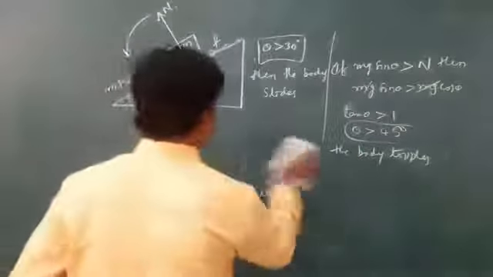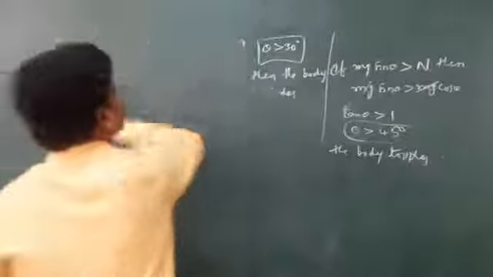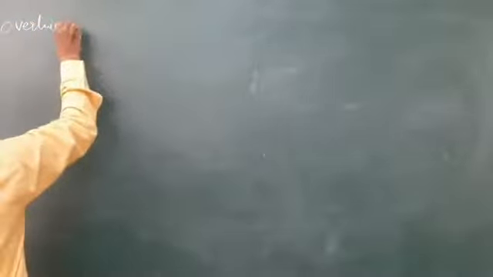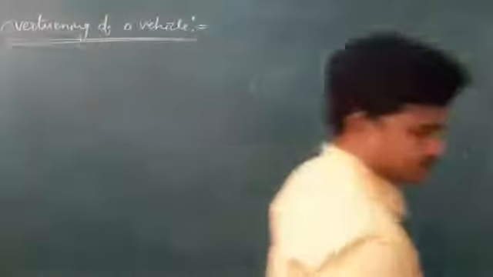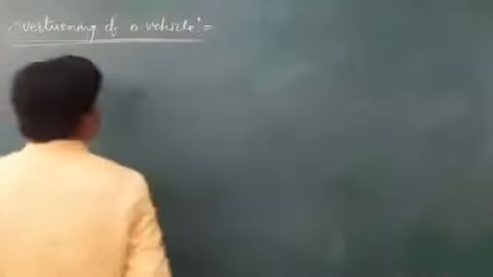See one more. So by using this torque and toppling, let us get one concept, that is overturning of a vehicle on a curved road. See, the overturning of a vehicle on a curved road.